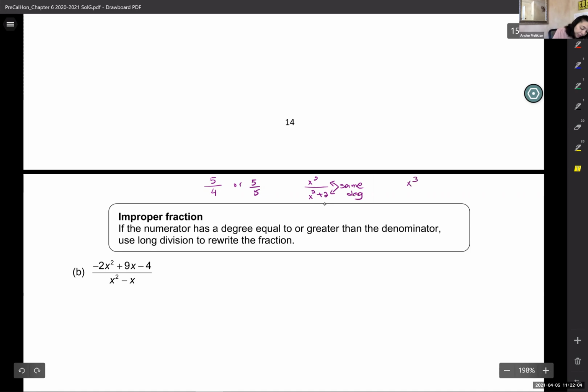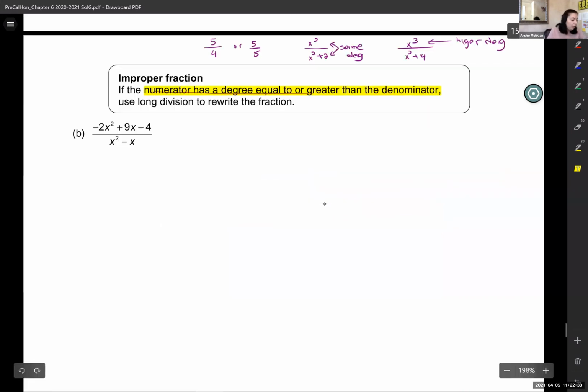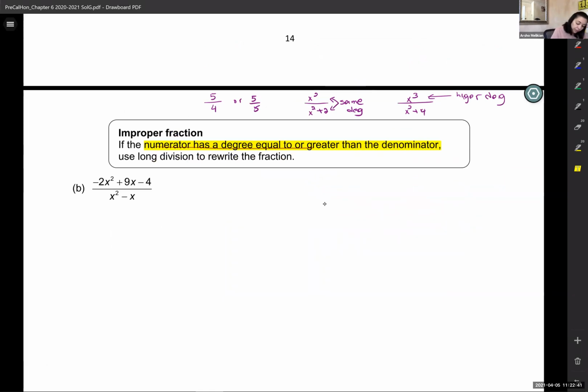Or if you have a higher degree in the numerator, right? That's an improper fraction. Okay, so if the numerator has a degree equal or greater than the denominator, when you do have an improper fraction, you first have to divide, you have to do polynomial long division, and then do the partial fraction decomposition. Okay, all right, so here we have to use long division to rewrite the fraction.